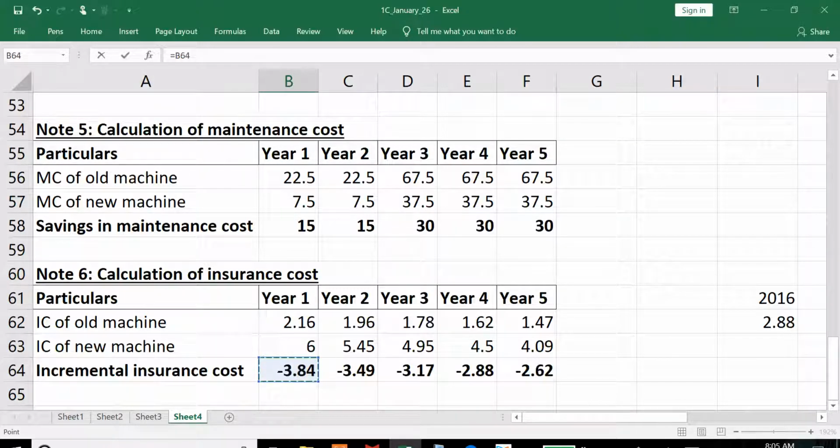2.16 is 8 into 18 lakhs into 2% divided by 1.1 for year 2, divided by another 1.1. So you'll have to do 3 times divided by 1.1. The second year is the first year number divided by 1.1, and so on thereafter.